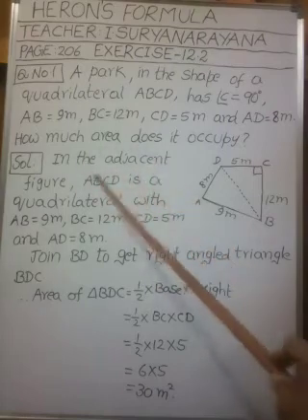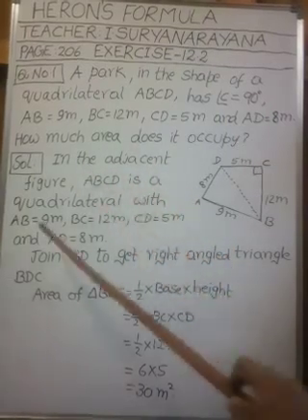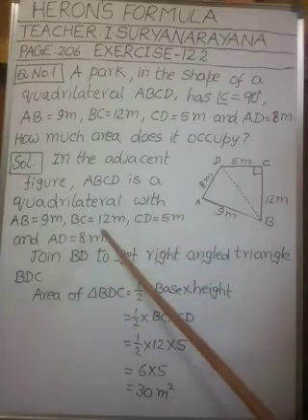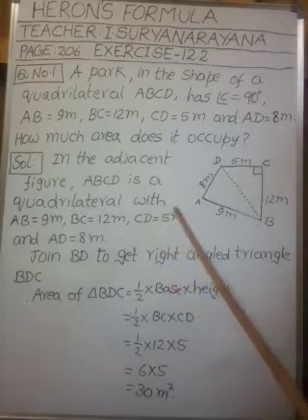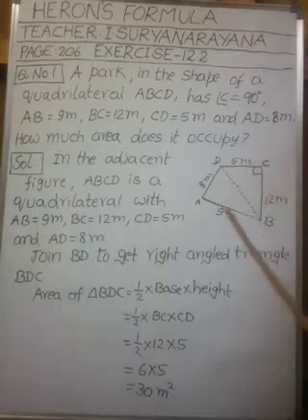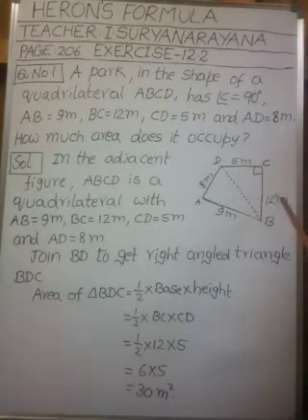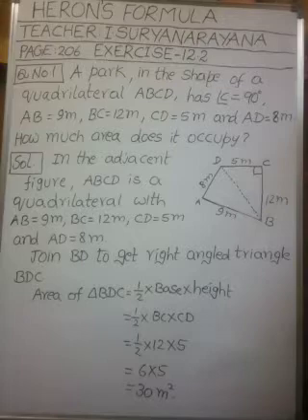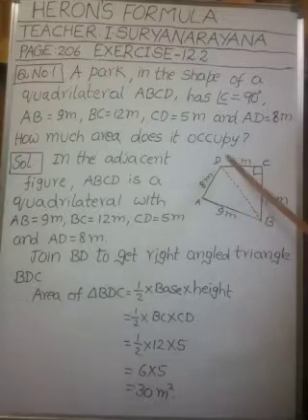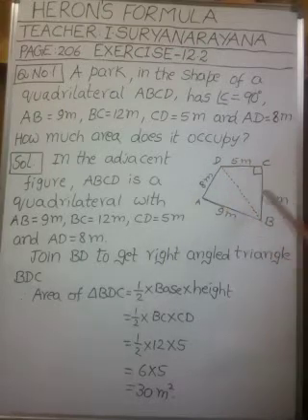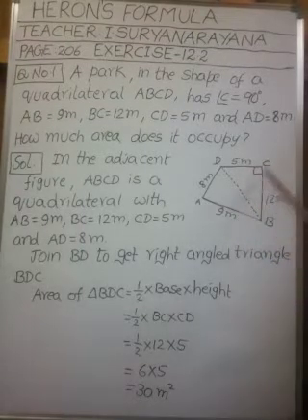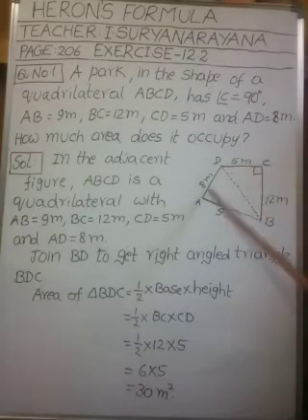In the adjacent figure, ABCD is a quadrilateral with AB equal to 9 meters, BC equal to 12 meters, CD equal to 5 meters, and AD equal to 8 meters. With these measurements, we can't find the area of this quadrilateral ABCD. So for convenience, we are joining BD. We are joining these 2 points B and D. Then this entire quadrilateral is divided into 2 triangles. One is triangle BCD, that is a right angle triangle, and another one is ABD.